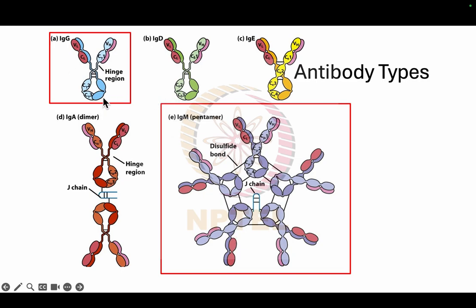So there are different antibody types: IgA, IgG, IgD, IgE, IgM. IgM is pentameric. IgA can be dimerized by the J chain. This is a J chain. And this is IgG, IgD, and this is IgE.